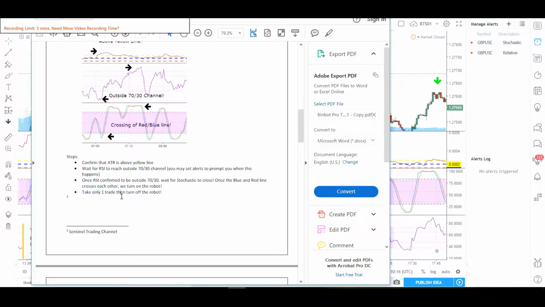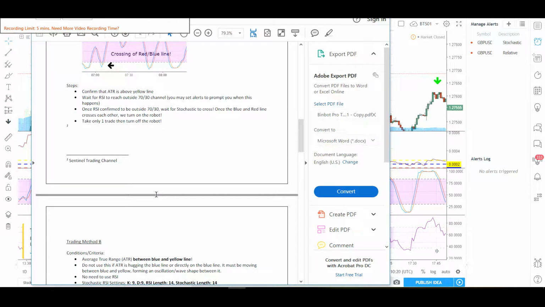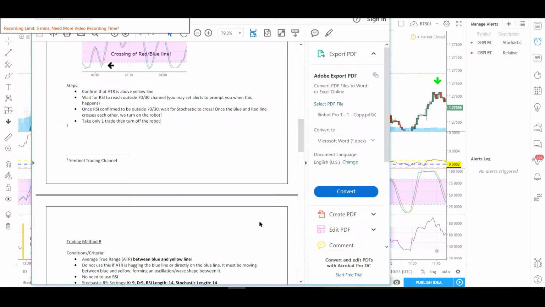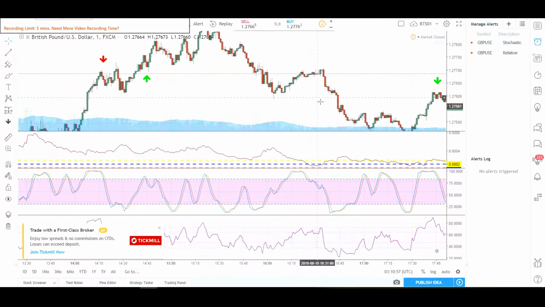And also remember to take one trade and then turn off the robot, only one trade at a time. Sometimes the RSI might come out twice, but if you already have an open trade, do not force another trade; you should split your risk in another market situation instead. Alright, so I think method A is pretty much simple. In fact, method B is actually simpler. You just need to wait for the ATR to be between the blue and yellow line. So I'm going to explain method B in the next clip. Be right back, guys.